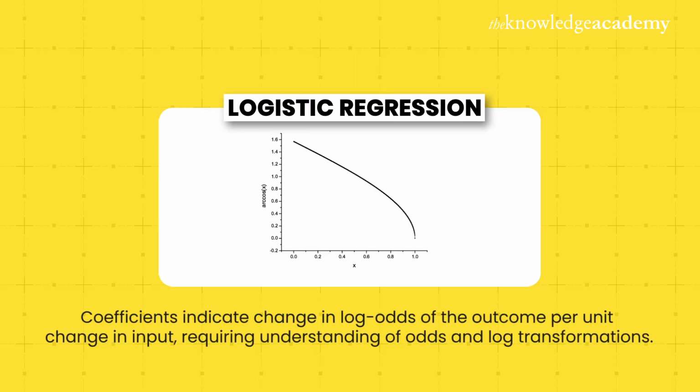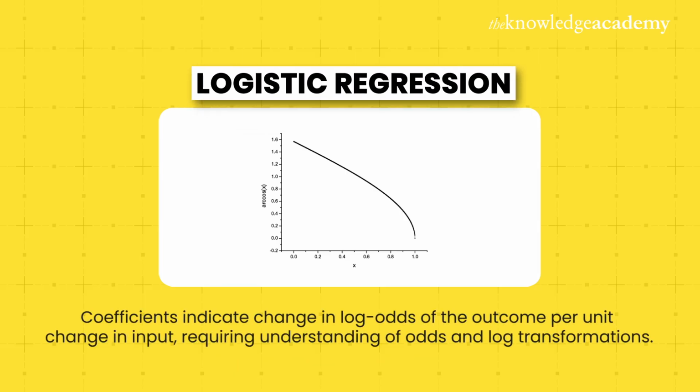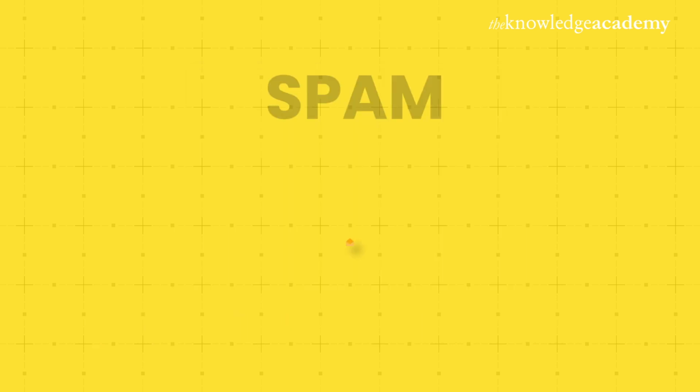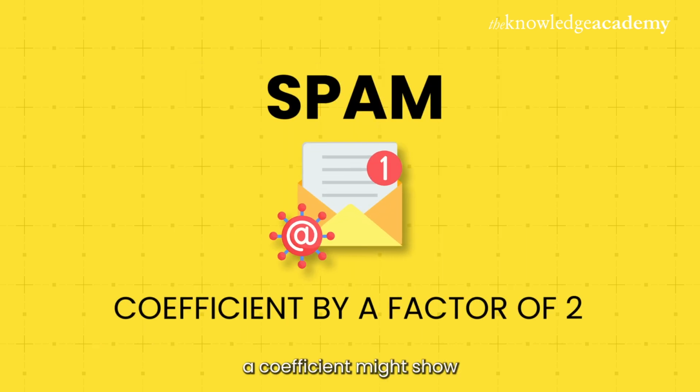While logistic regression is also interpretable, the coefficients represent the change in the log odds of the outcome for a one-unit change in the input. This can be less intuitive, as it requires understanding odds and log transformations. For example, a coefficient might show that each additional email in a certain category increases the odds of an email being spam by a factor of 2.